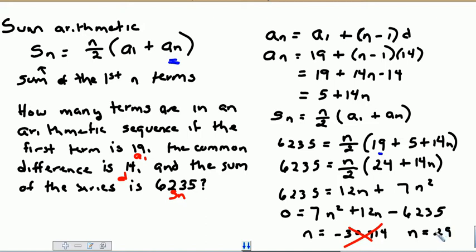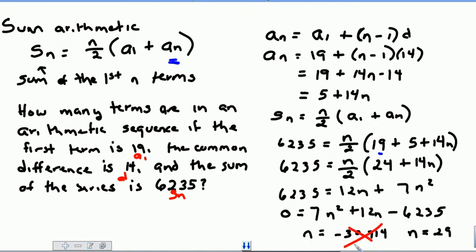Use whatever method you want to solve the quadratic. If you're using your calculator, if you're in a bit of a hurry, just use your quadratic program. Go to Program, Algebra 2, and Quad. It's going to give you two solutions, negative 30.714 and 29.